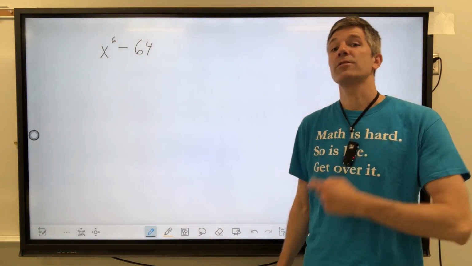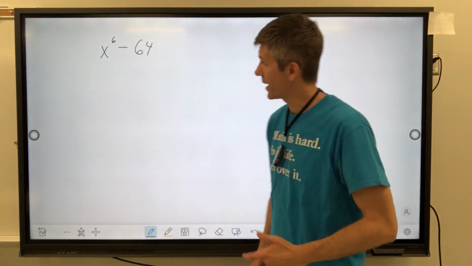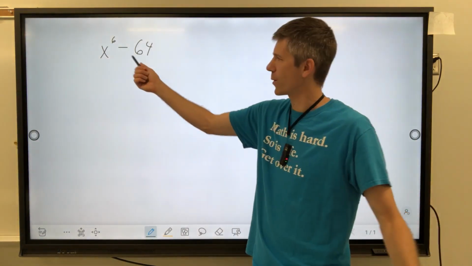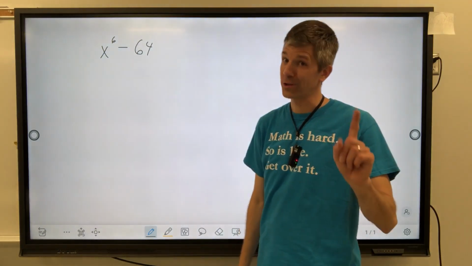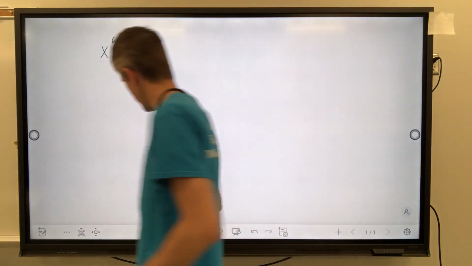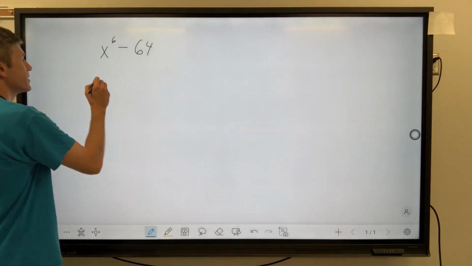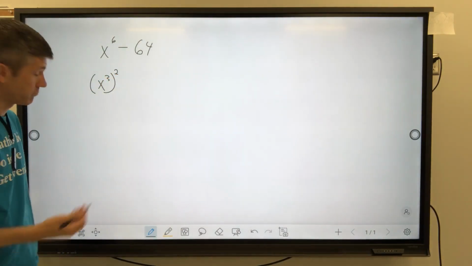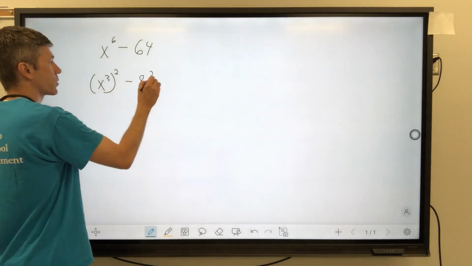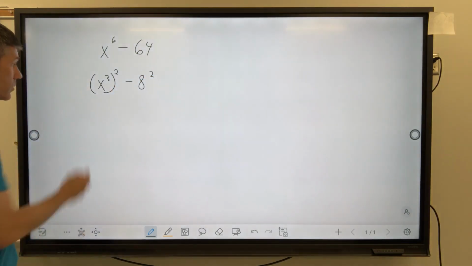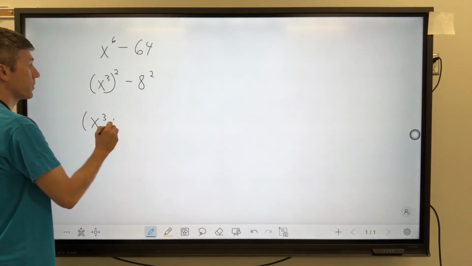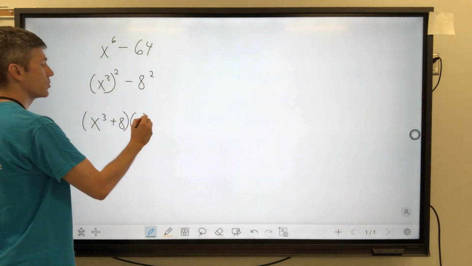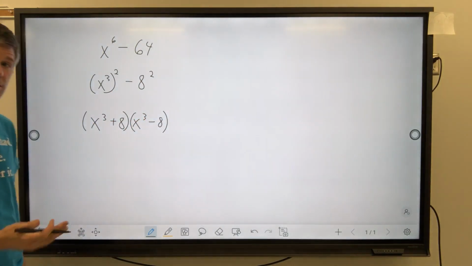Let's treat it like the difference of squares first. And I know you're saying, okay, well, yeah, that's the perfect square, but x to the sixth is also a perfect square, right? So here goes. Let's keep it the same color. This is really x cubed squared, right? And this is 8 squared, which is really going to give me x cubed plus 8 and x cubed minus 8. There we go. There's your difference of squares.